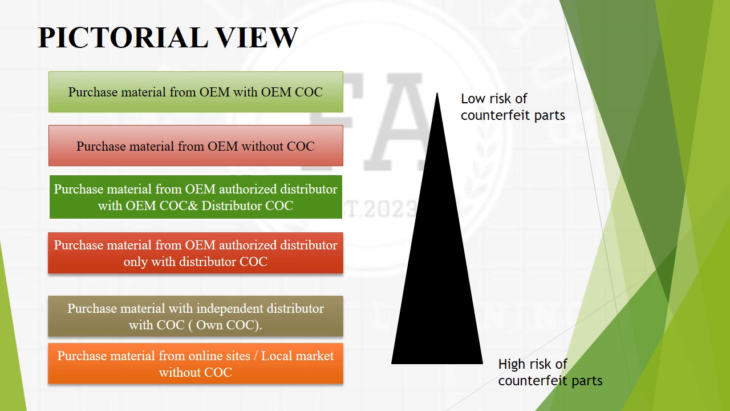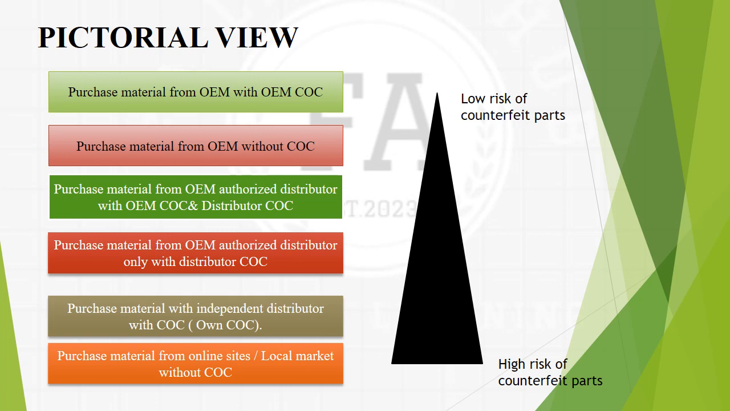If we purchase material from an OEM authorized distributor with OEM COC and a distributor COC, then it has some more risk, but comparatively very low risk or medium risk. If you purchase material from an OEM authorized distributor only with distributor COC, the risk is high since there is no OEM COC. The authenticity of the material or item can be questioned.